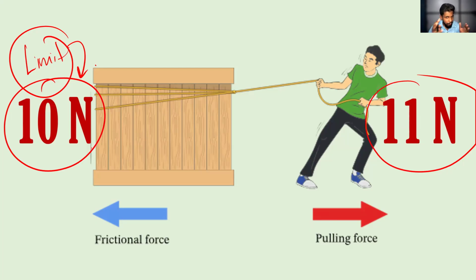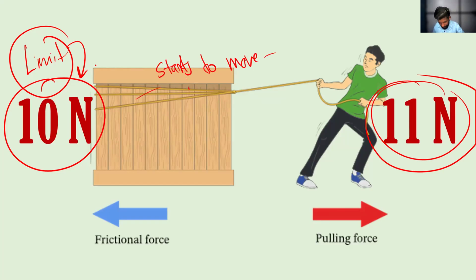Can anyone tell whether the object will move or will be at rest? Whether the object will start to move or be at rest? Starts to move, very good, because here we have applied 11 Newton and we have 10 Newton on the left-hand side. So we won the match because 11 Newton is more than 10 Newton. So the object starts to move.